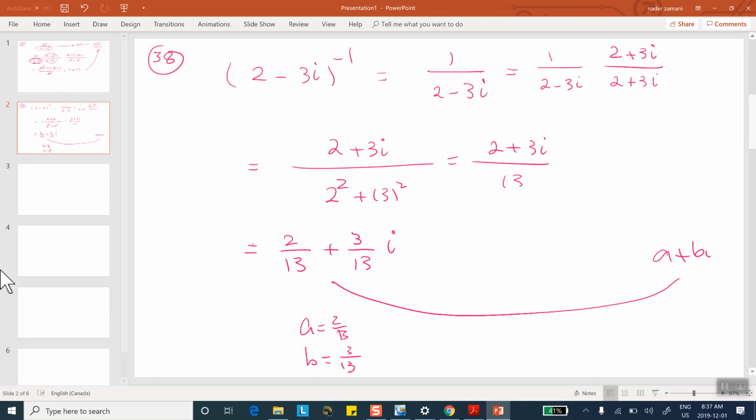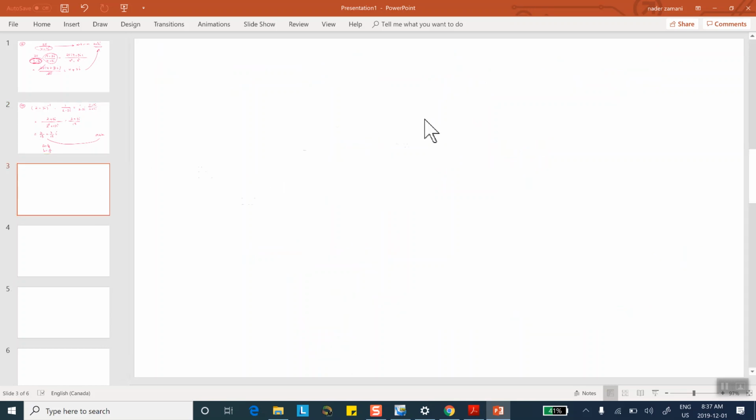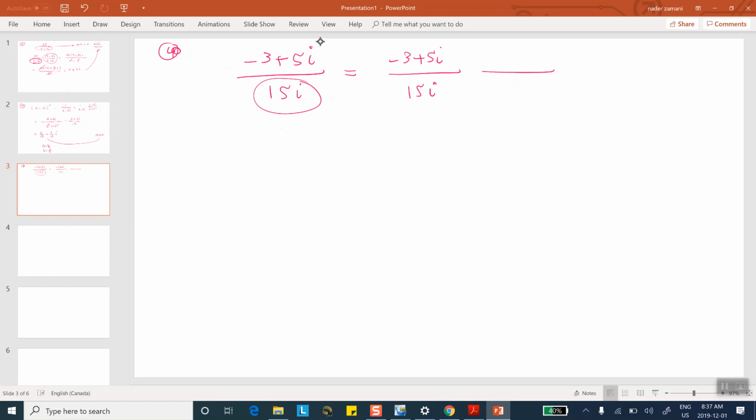Okay, let's go to the next one. Number 40. It looks like so: minus 3 plus 5i divided by 15i. Now we do exactly the same thing. We multiply the top and the bottom by the complex conjugate of the denominator. First, let me write this. 15i is the original thing that was given to us, and the complex conjugate of the denominator is minus 15i. And of course, the same thing on the top, minus 15i.